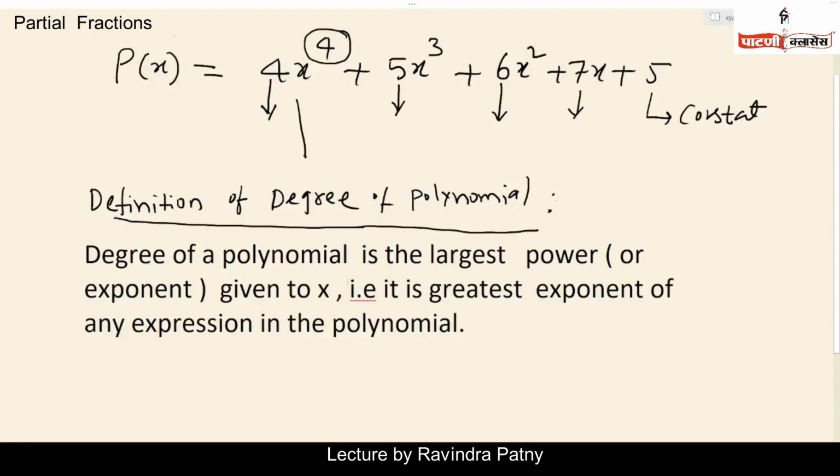Definition of degree of a polynomial: the degree of a polynomial is the largest power. Here the variable was x and the largest power was 4, so the degree of the polynomial was 4. x is called the variable.